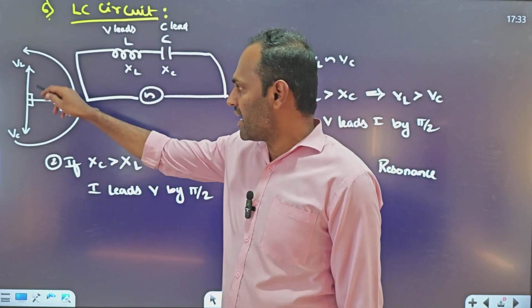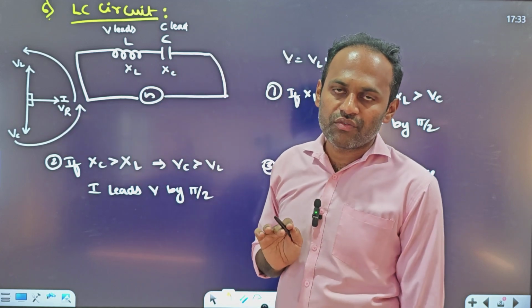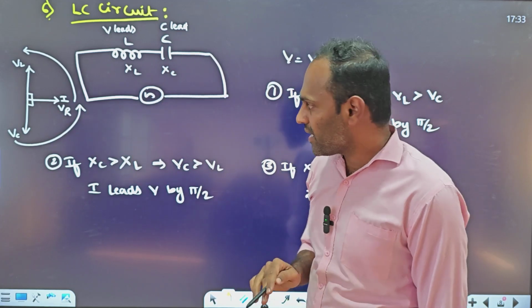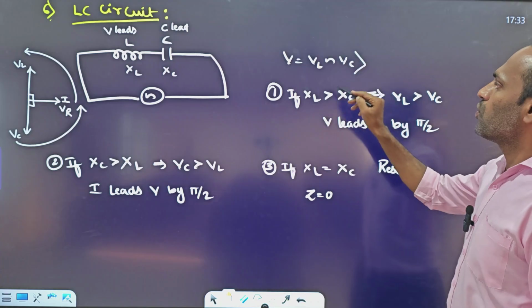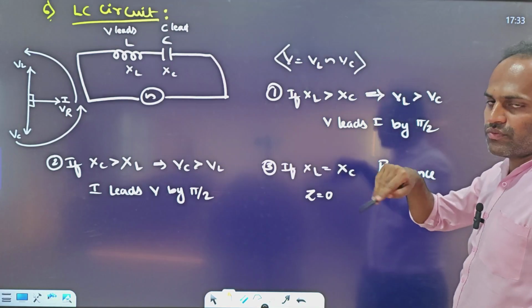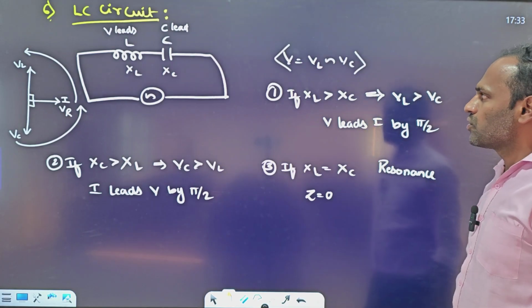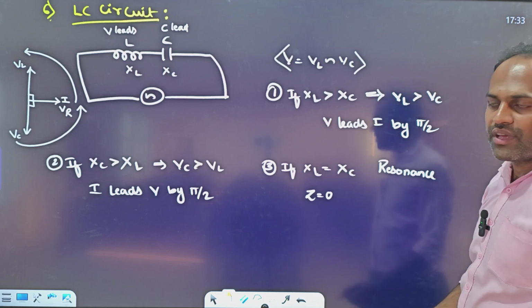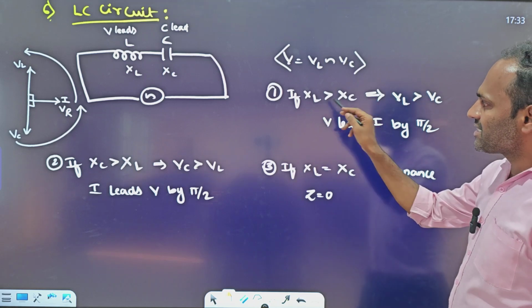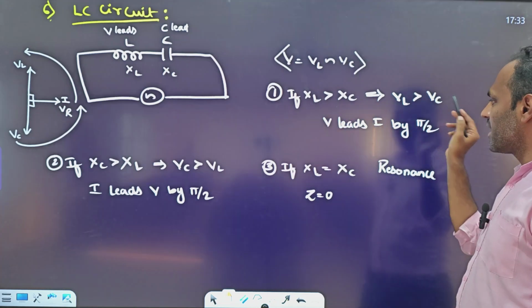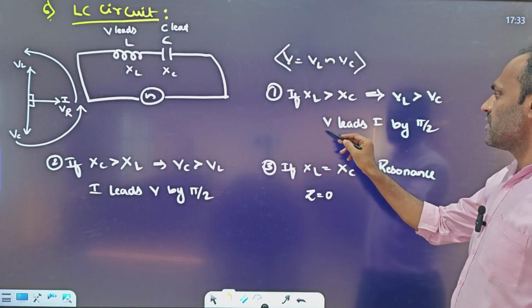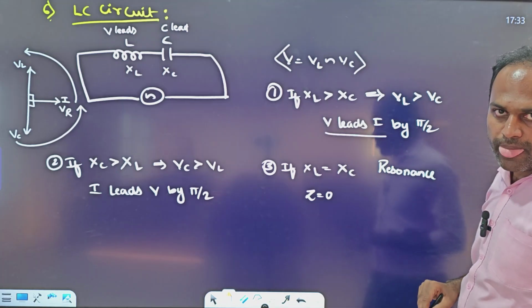Correct? So VL and VC will always be opposite in direction. That's why resultant voltage will be equal to VL minus VC or VC minus VL, whichever is greater minus smaller. So V is equal to difference between VL and VC. If XL is greater than XC, then VL will be greater than VC. At that time we have to say V leads I by pi by 2.